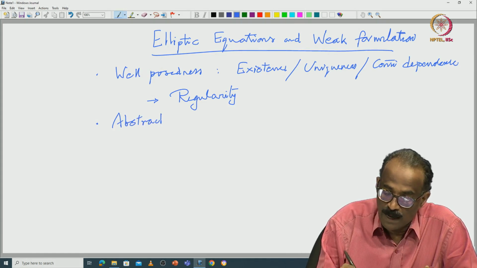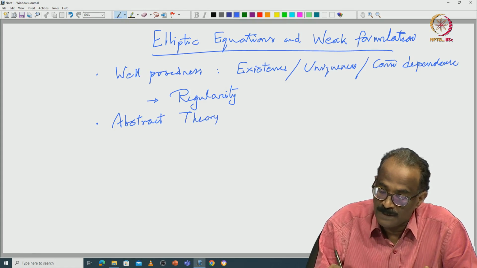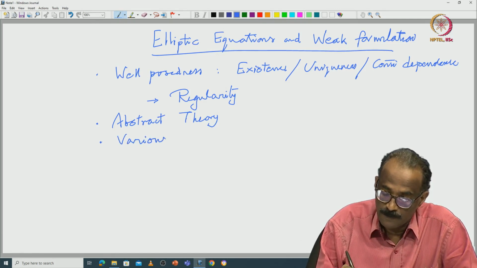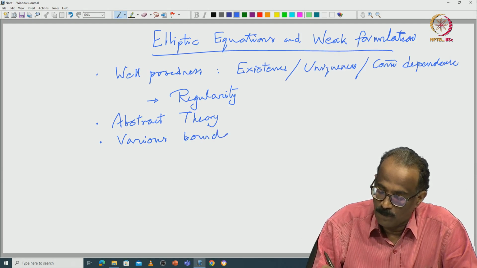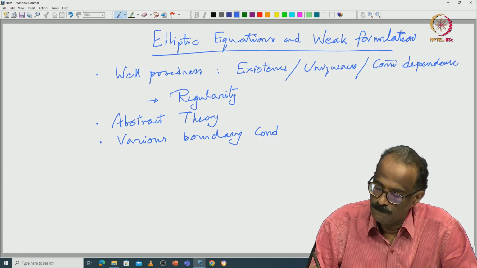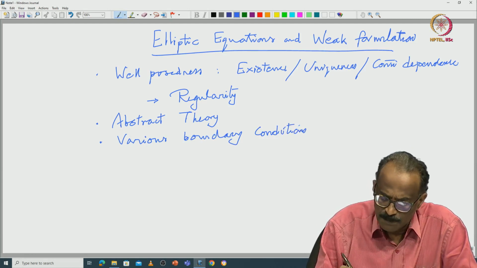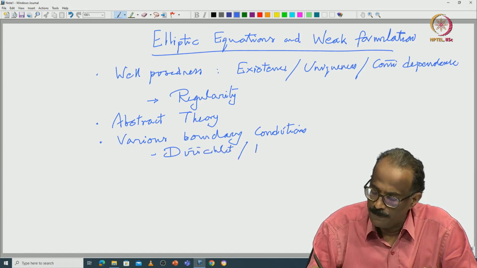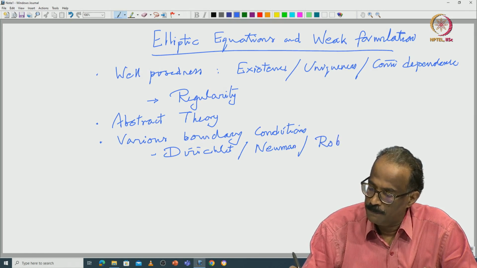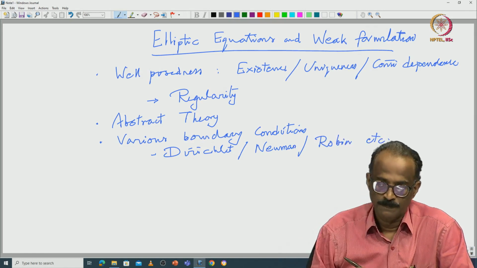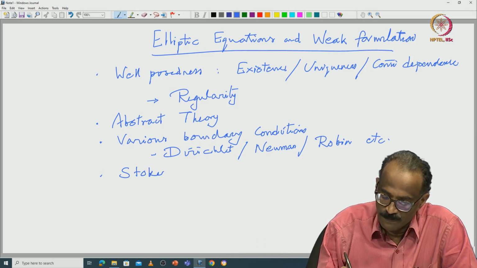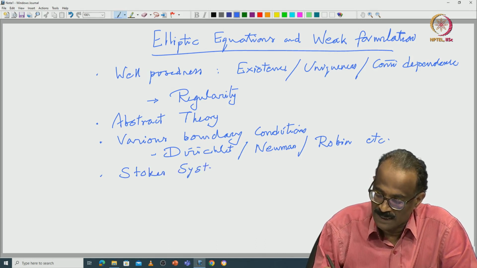To do this, we will study some abstract theory, so that through the abstract theory you can study various differential equations, and then we will study various boundary conditions, especially Dirichlet, Neumann, Robin, etc. We would also like to study the Stokes system at least. Some remarks about the Stokes system, which is a system.